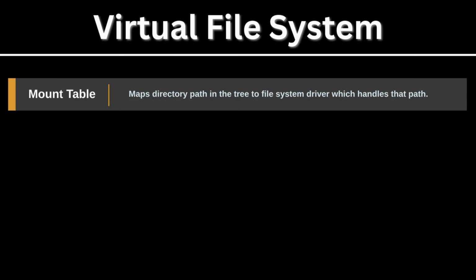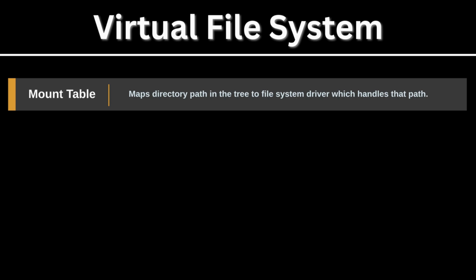Virtual file system maintains a mount table, which is a mapping of a path in the tree to the file system driver which handles that path. When you access any path, the VFS looks up this table to figure out which driver it needs to call.